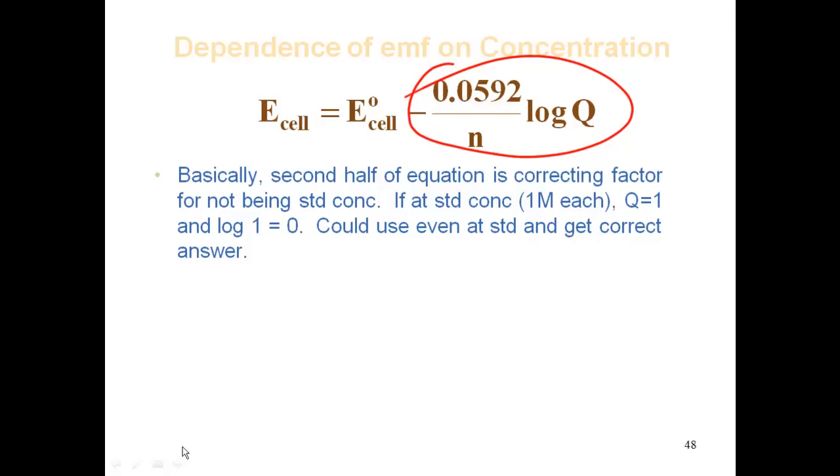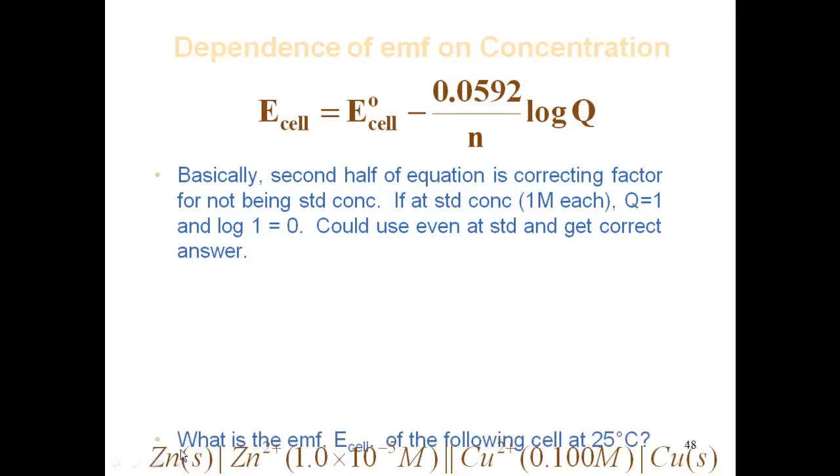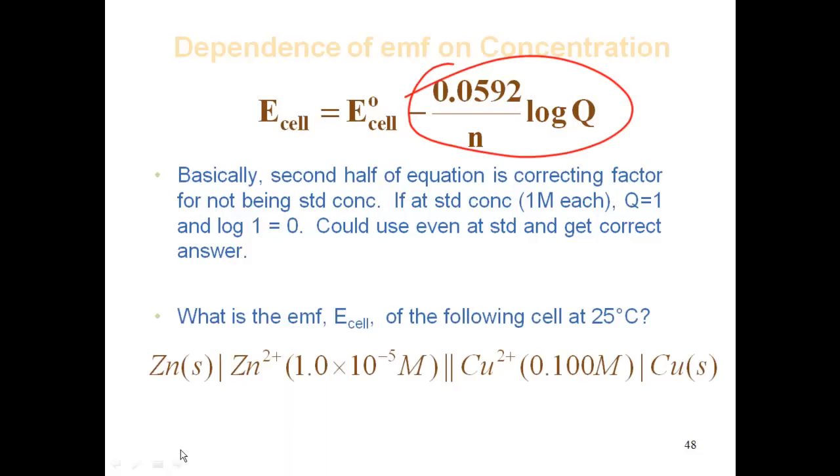Let's look at an example. What is the EMF, the E of the cell, for the following cell at 25 degrees C? I have zinc and zinc 2 plus at a 1.0 times 10 to the minus 5th molarity. I have copper 2 plus at 0.1 molarity. What I'm trying to do is find the potential of this cell. Well, this is not a standard cell because I don't have 1 molarity zinc and 1 molarity copper. So I'm going to have to calculate my potential for the standard cell, then use Nernst's equation to calculate the E of the entire non-standard cell.